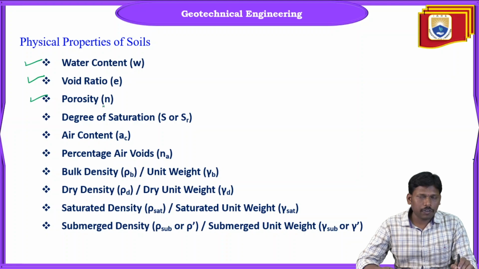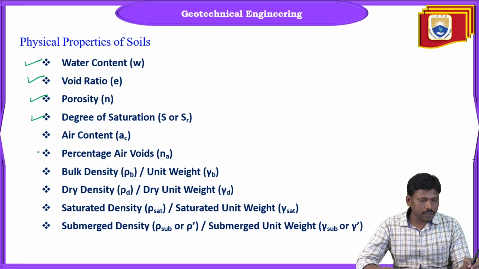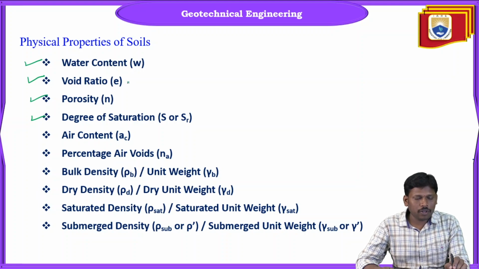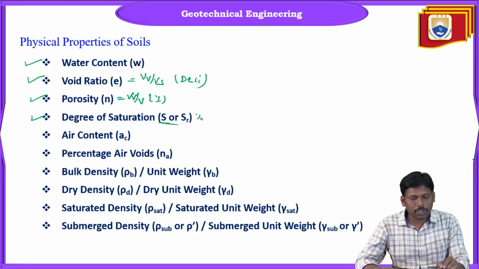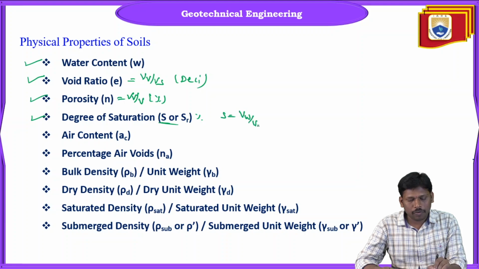Porosity, which is indicated with the N, and the degree of saturation. We will discuss this in the coming slides. Void ratio e is equal to the volume of voids to the volume of solids, and porosity is the volume of voids to the total volume. Void ratio is expressed in terms of decimals, whereas porosity is expressed in terms of percentages. Degree of saturation is also expressed in terms of percentages, and the degree of saturation S is equal to the volume of water to the volume of voids.